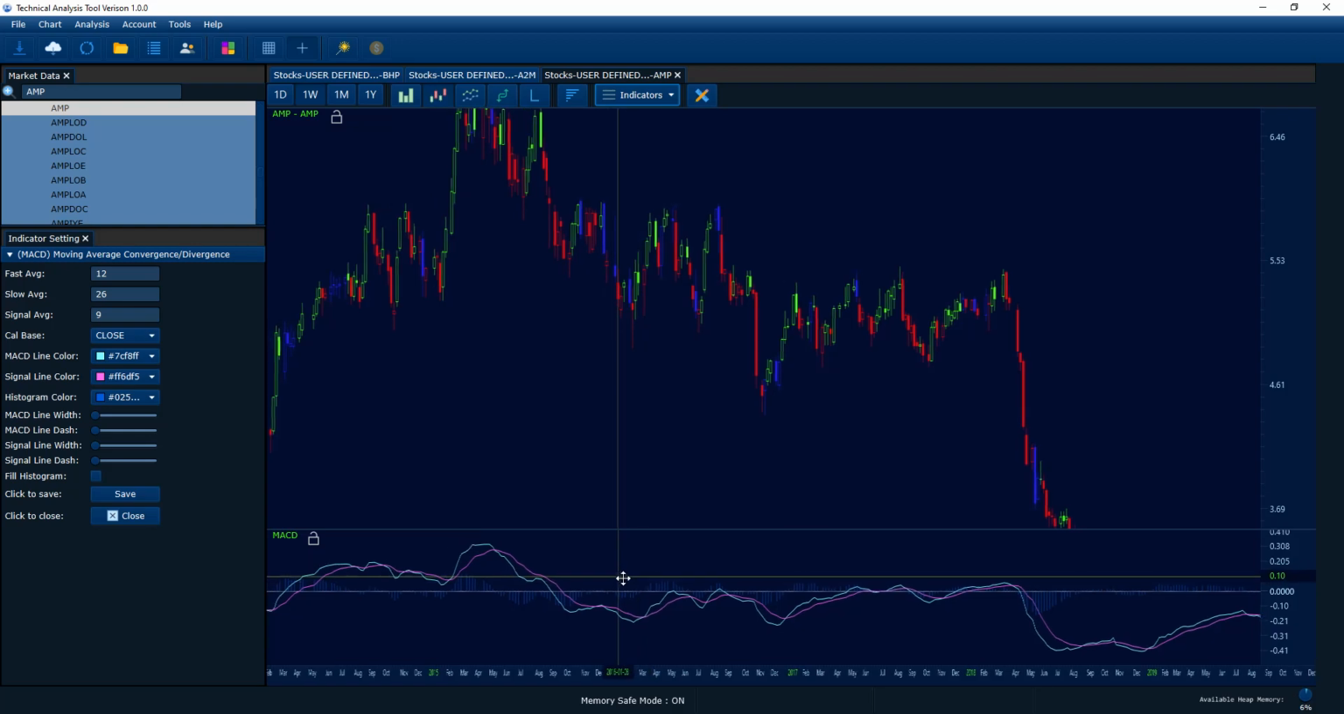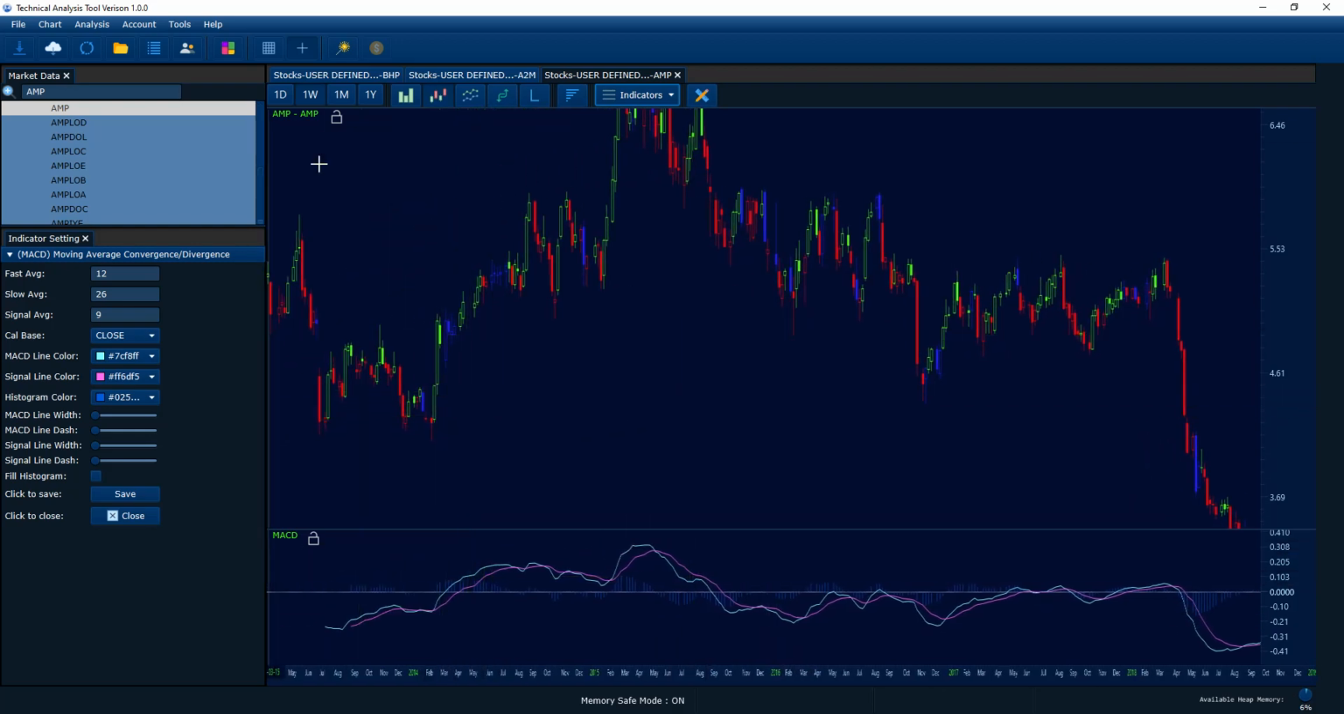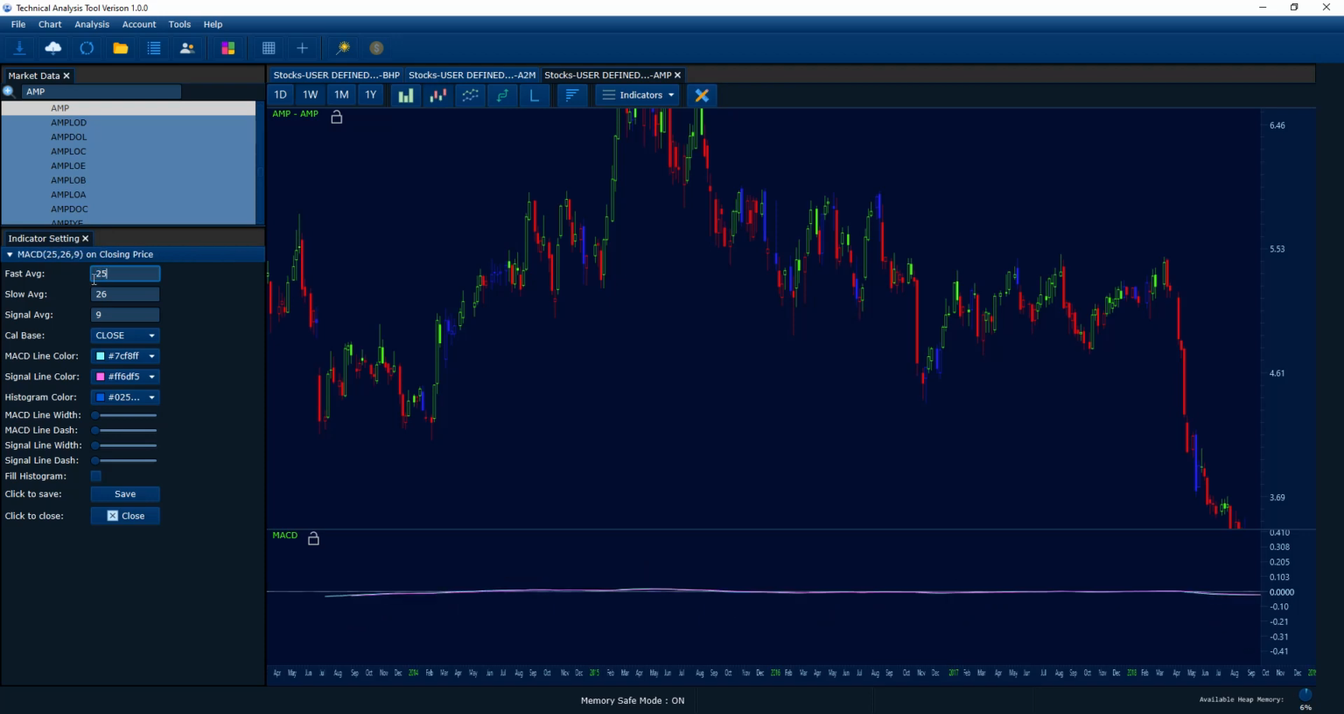Let's talk about the configuration. Once you open the MACD indicator, the first one is you can change the fast EMA parameter. The fast EMA default is 12, but you can change to another number, for example, 15. As you can see, also the slow moving average parameter. Right now we are using 26, basically using 26 units to calculate the slow moving average, and you can change that as well.